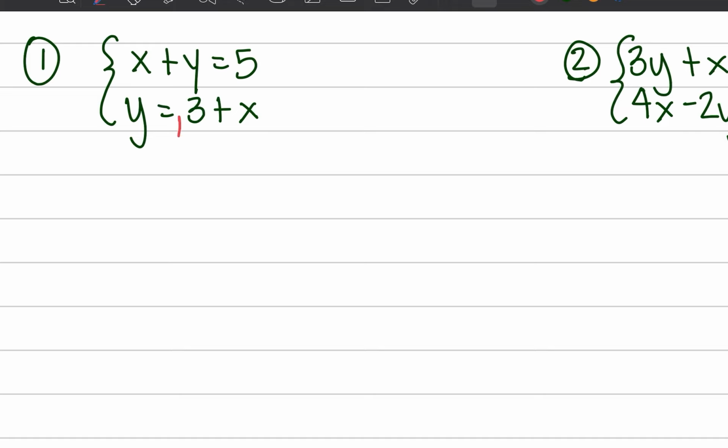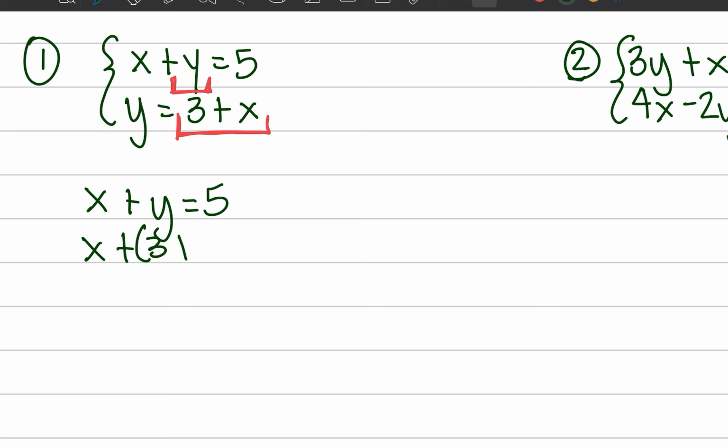So what I'm going to do is take what y is equal to, and replace the y that's in the other equation. I'm going to substitute in that value for y. So instead of x plus y equals 5, we're going to substitute in that 3 plus x for y, and we're going to solve for x. All we did was replace y with the value that y is equal to, that 3 plus x.